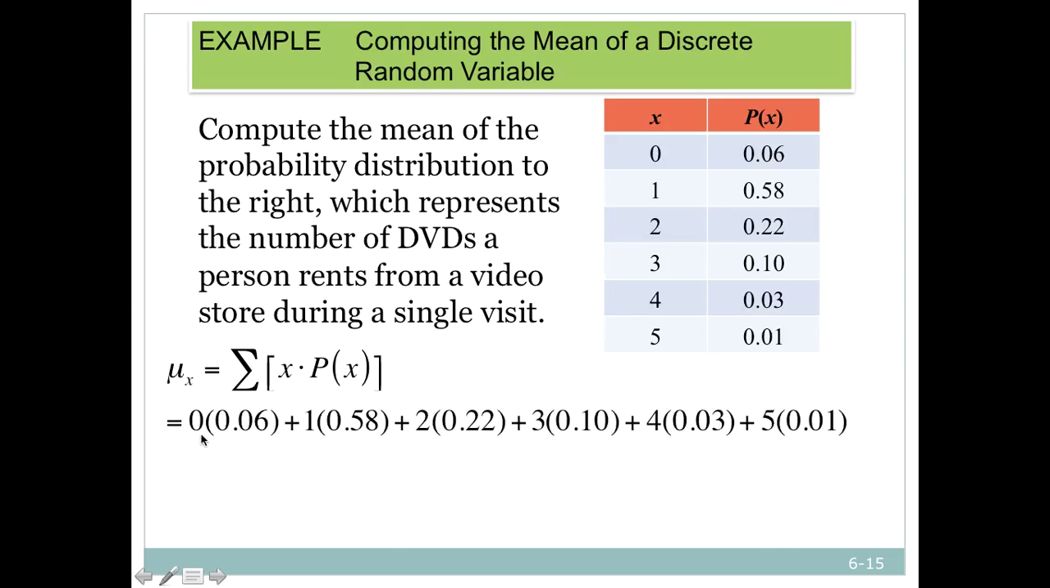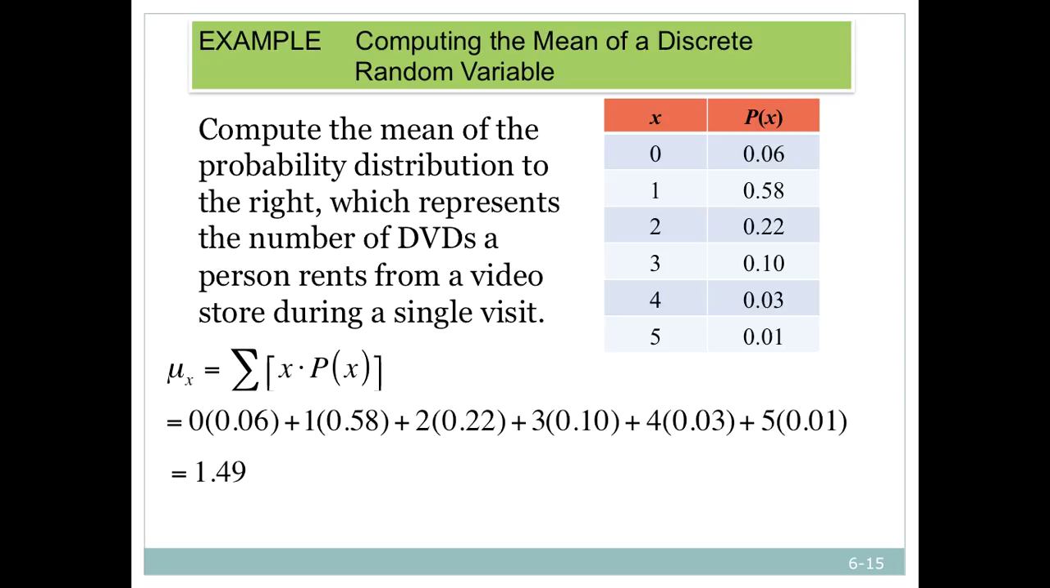So if you take a look here, we're taking 0 times 0.06 plus 1 times 0.58 plus 2 times 0.22, and so on. And I'll let you guys go ahead and do this in your calculator. I'll give you a few seconds to try that. And hopefully you came up with a value of 1.49.